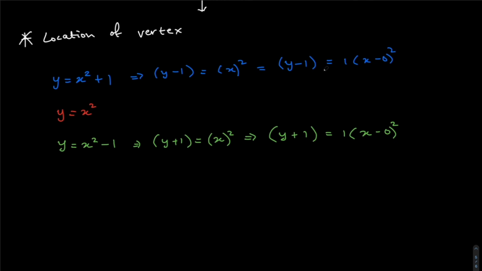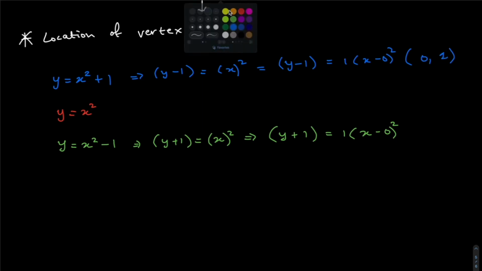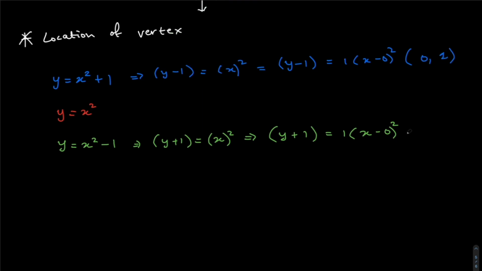So here my vertex is 0 comma 1, and here my vertex is 0 comma minus 1. That is what I wanted to prove here, how you get the standard result. Now I could have just said it's a shift of plus 1 and minus 1, and then you can clearly see the vertex is going to increase and decrease.